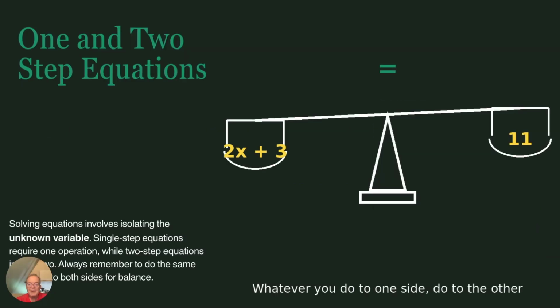Now, 1 and 2 step equations. This is where you start solving for that unknown variable instead of just simplifying. A 1-step equation, like x plus 7 equals 12, needs a single move to isolate x. A 2-step equation, like 2x plus 3 equals 11, needs 2 moves. Undo the addition first, then undo the multiplication. The golden rule here is whatever you do to one side of the equation, you have to do to the other side too, or the equation stops being true.